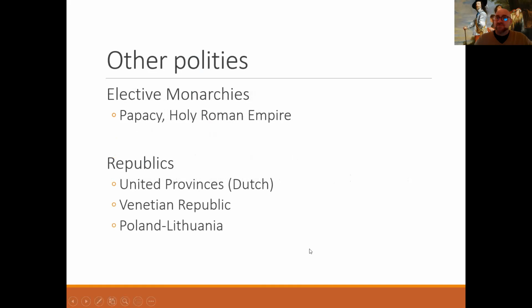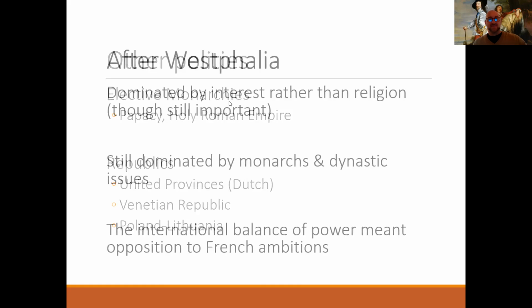There are a few other types of polities left. There are a couple of elective monarchies, essentially, and neither one of them is very powerful or influential, politically speaking, by the time you get to the late 17th century. One's the papacy. The College of Cardinals elects popes to this day. Back then, of course, they still had territory in the center of Italy, the Papal States, an elective monarchy. And the Holy Roman Empire still persists in this time period.